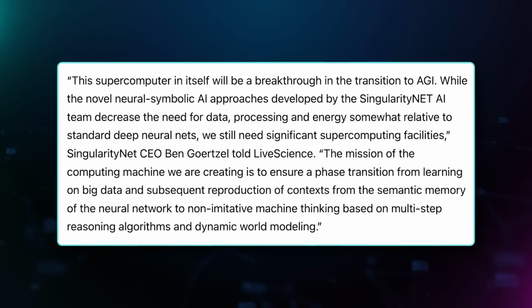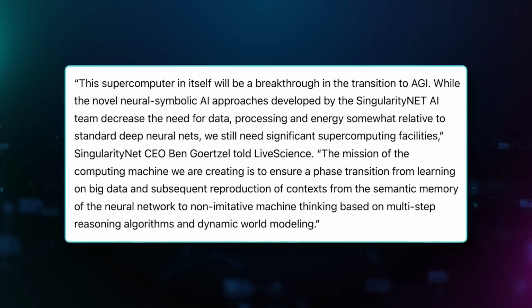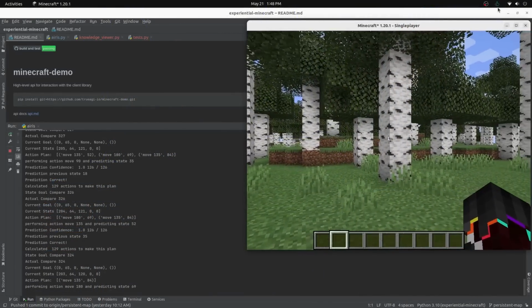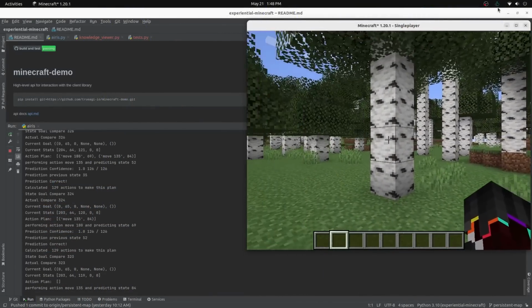If you've been following AI for a while, you've probably heard predictions about when we'll reach true AGI. Some experts, like DeepMind's Shane Legg, believe it could happen by 2028. But with projects like AIRIS and SingularityNET's supercomputer network, we might be closer than we think. AIRIS's journey in Minecraft might seem like just an experiment, but it's much more.